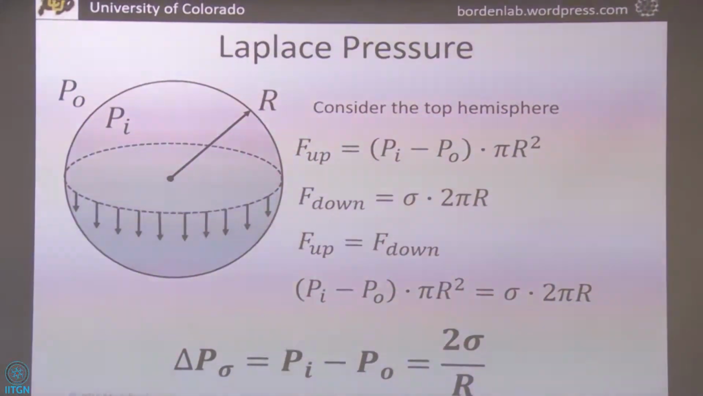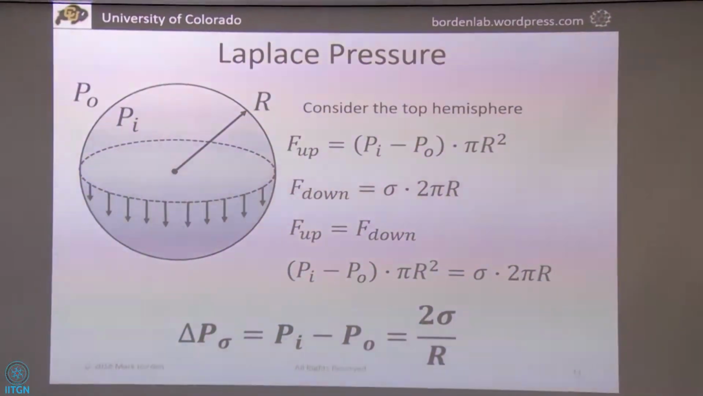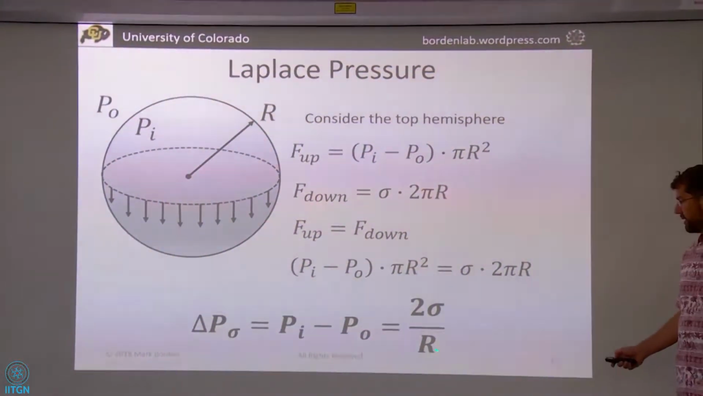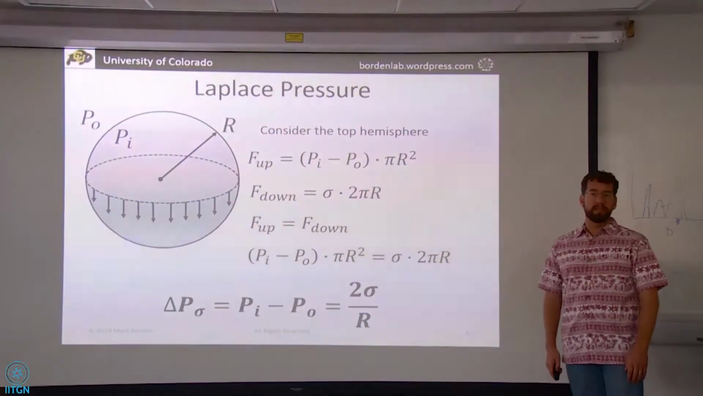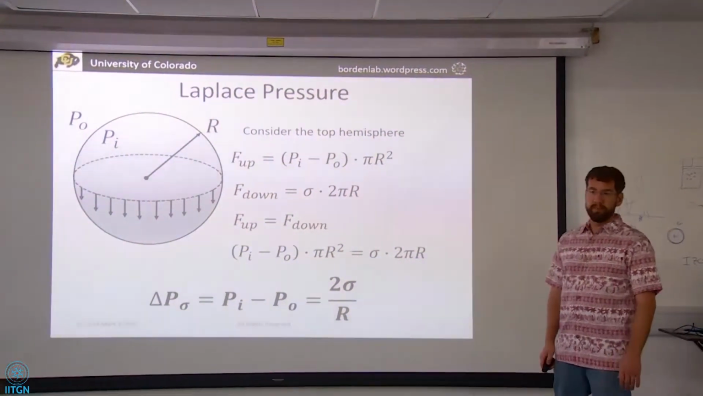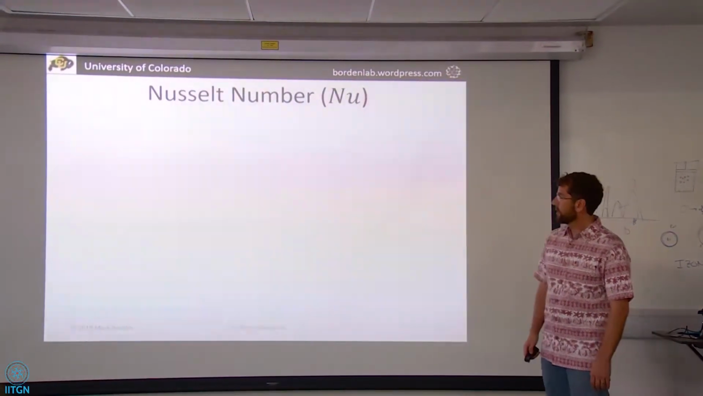at sea level, inside the bubble will actually be at 2 atmospheres. Okay? And as the bubble radius gets larger, this delta P diminishes very, very quickly. So the smaller the bubble is, the higher the pressure difference.